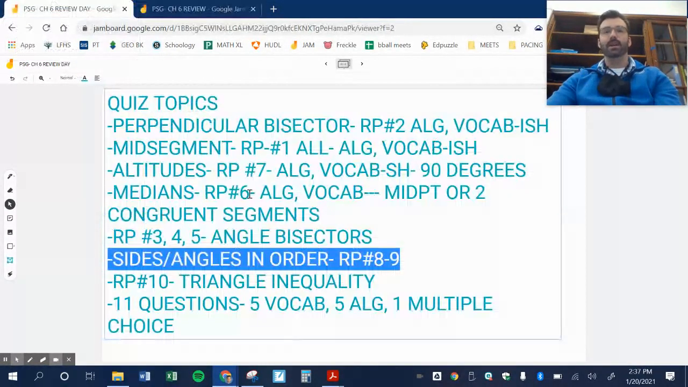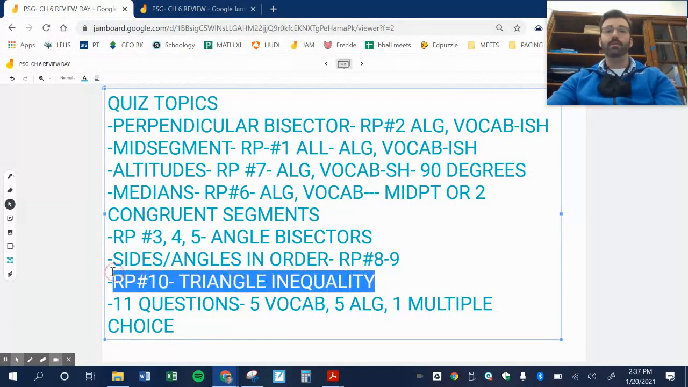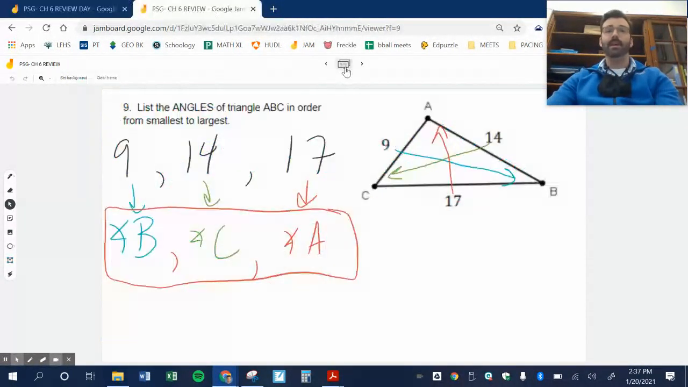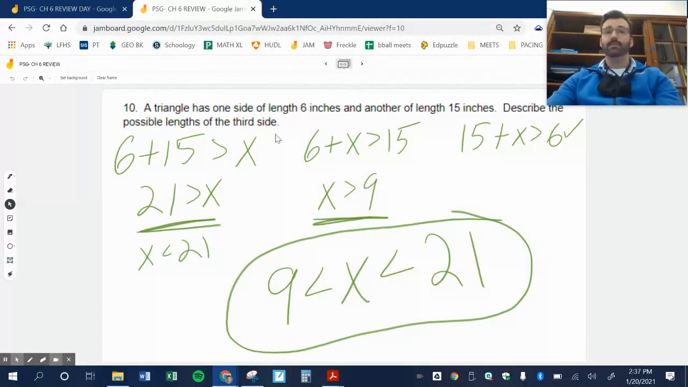Triangle inequality question. You'll definitely see something like that, just like number 10. It may give you the length of 2 sides, just like we did here, and ask you to find the possible lengths of the 3rd side. X in this problem must be less than 21 and greater than 9. This is a type of problem that you will see tomorrow.